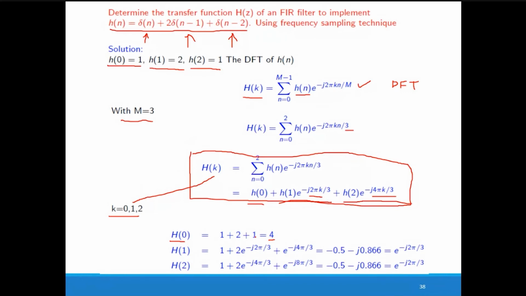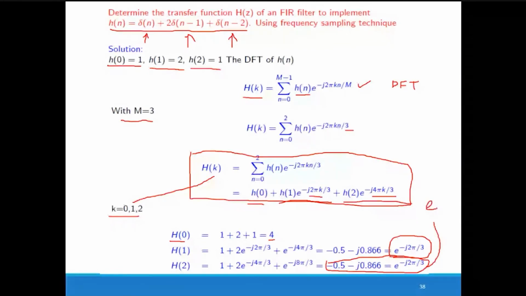In the second case, when you apply k equal to 1, you get the equation 1 plus 2 e raised to minus j 2 pi by 3 plus e raised to minus j 4 pi by 3. That is equal to minus 0.5 minus j 0.866. Please find out the value for the second case, as there is a typo in the slide. Here the answer is e raised to minus j 4 pi by 3.